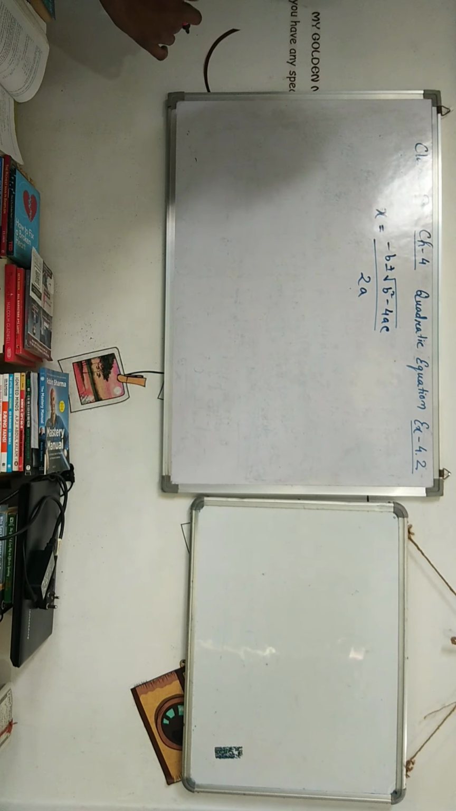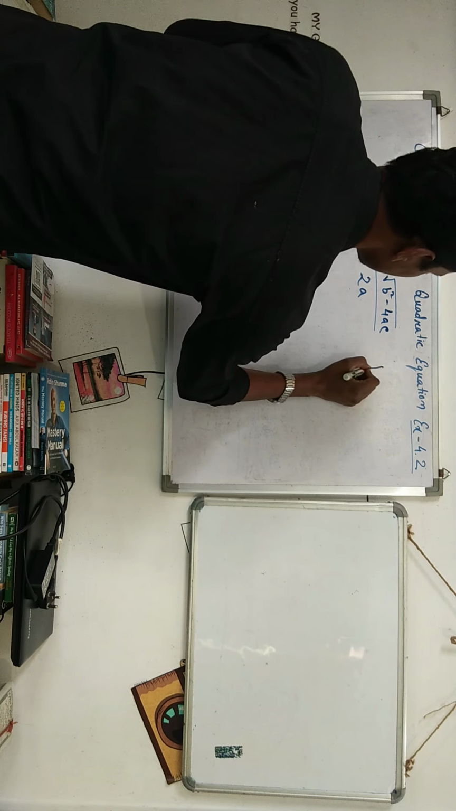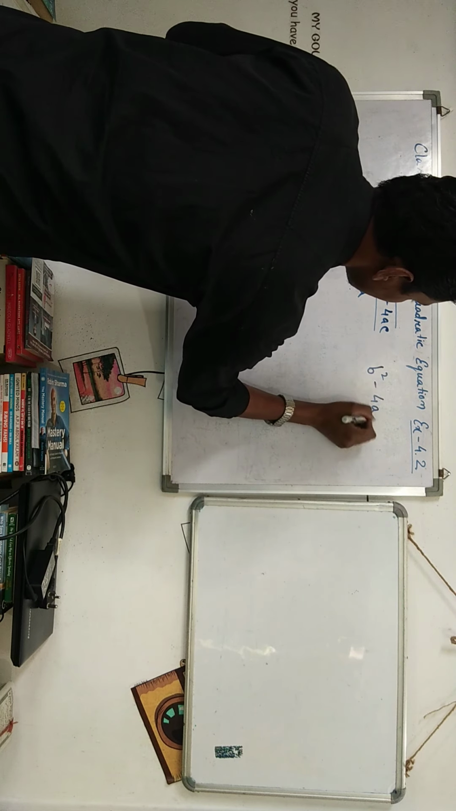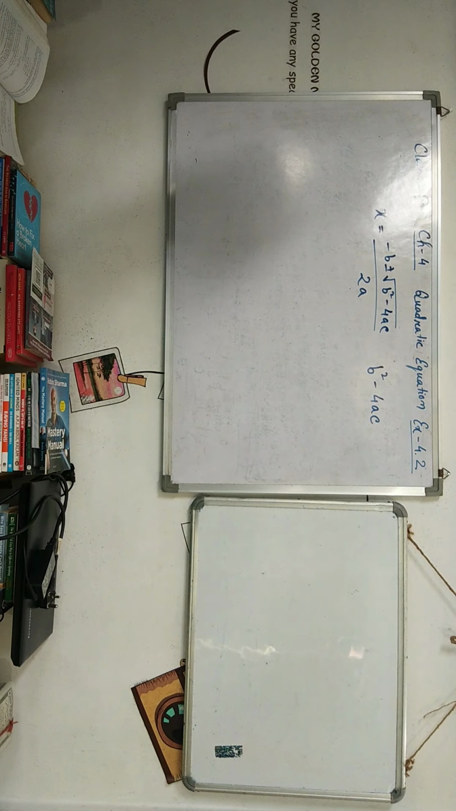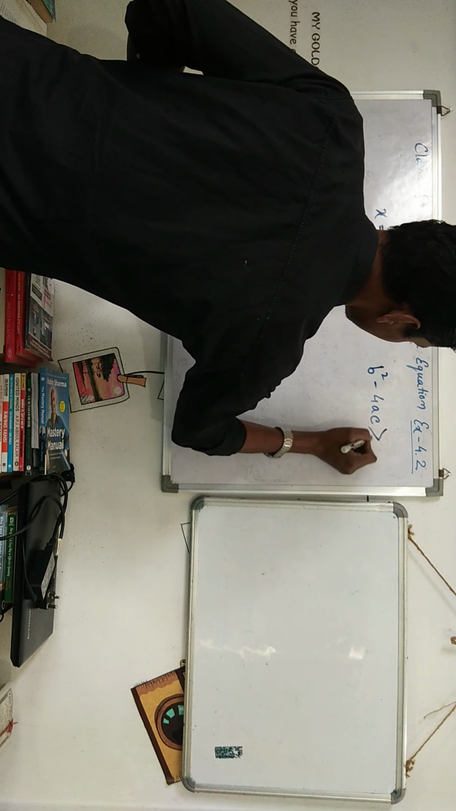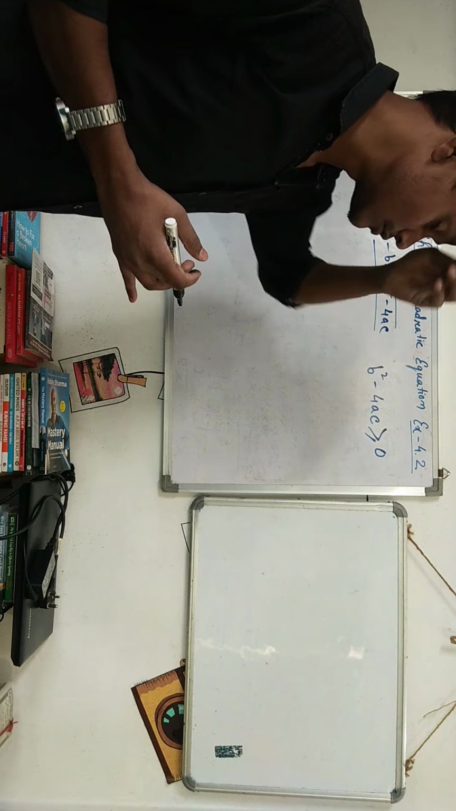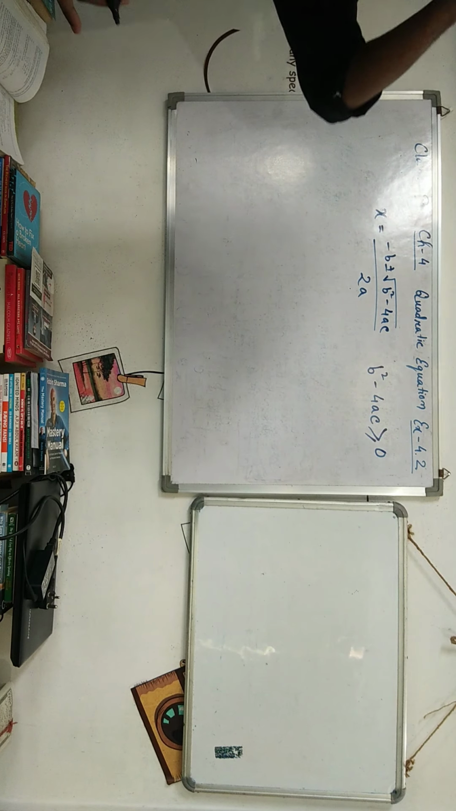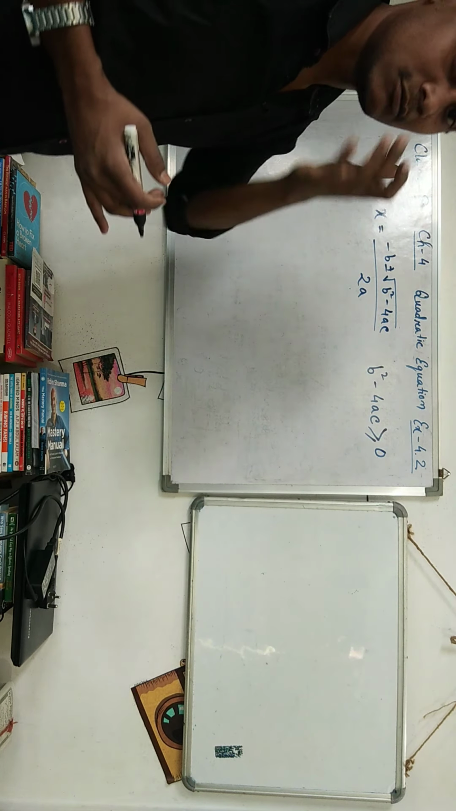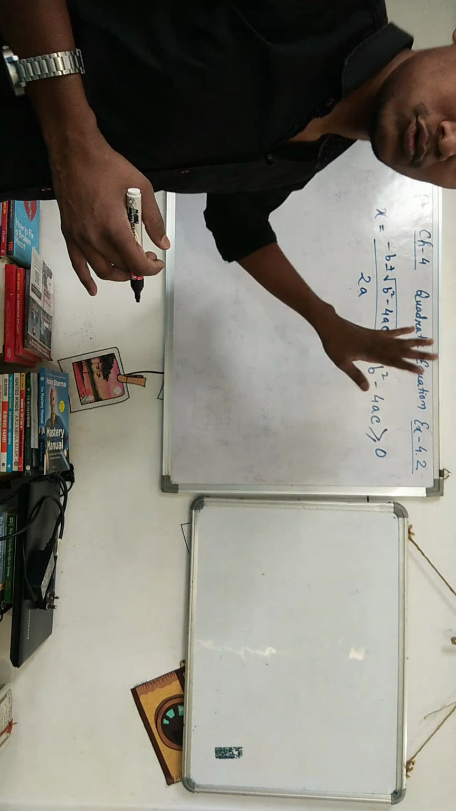Now in this case, b square minus 4ac is called the discriminant. If b square minus 4ac is greater than or equal to 0, then we can say that the quadratic equation has roots. If b square minus 4ac is greater than 0, then two real roots exist, and if it is equal to 0, then two equal roots exist. But if b square minus 4ac is less than 0, then no real root exists.